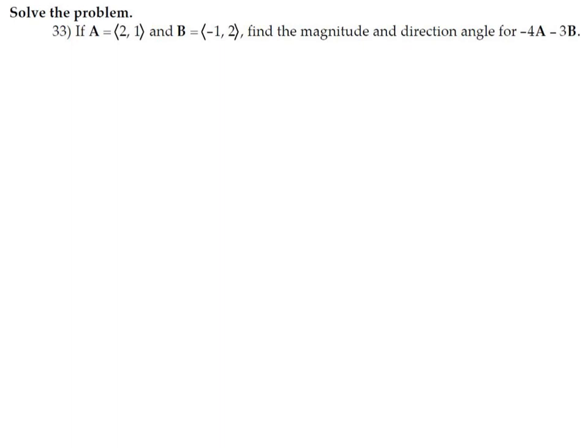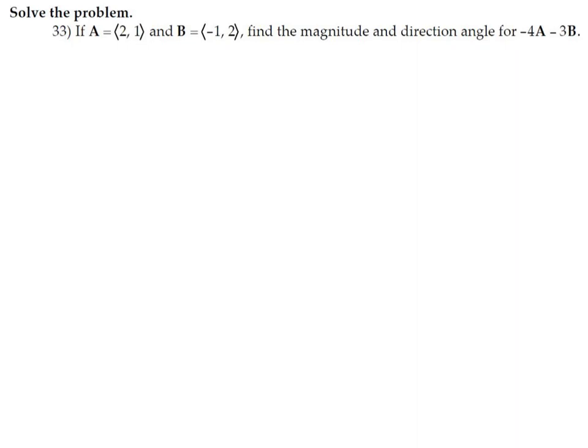Solve the problem. If a in component form is the vector 2, 1 and b is the vector negative 1, 2, find the magnitude and direction angle for negative 4a minus 3b. We need to find the magnitude and direction for negative 4a minus 3b. We'll first find the component form of negative 4a minus 3b. Component form is the easiest for this arithmetic on vectors.